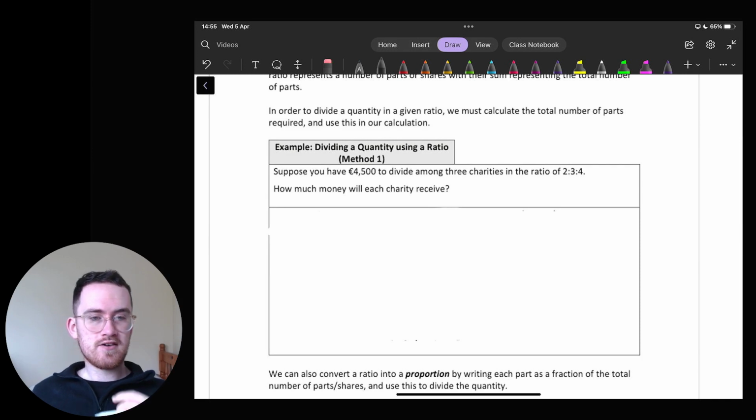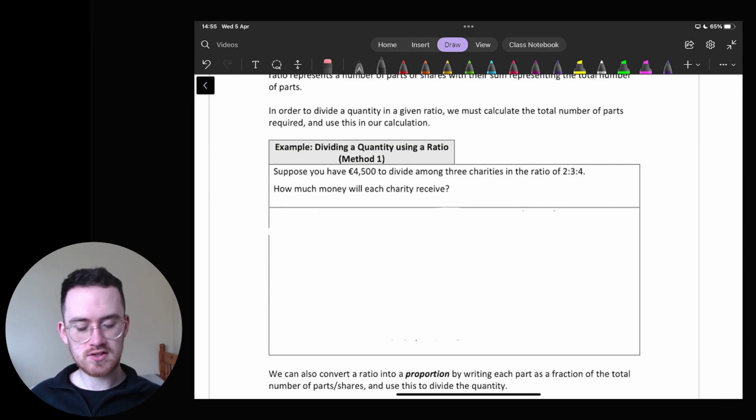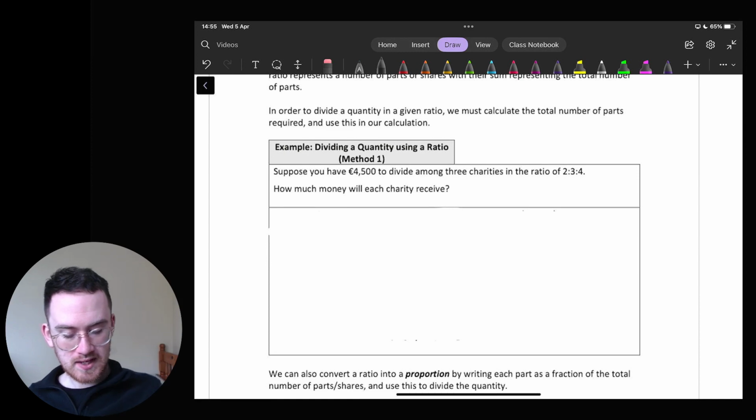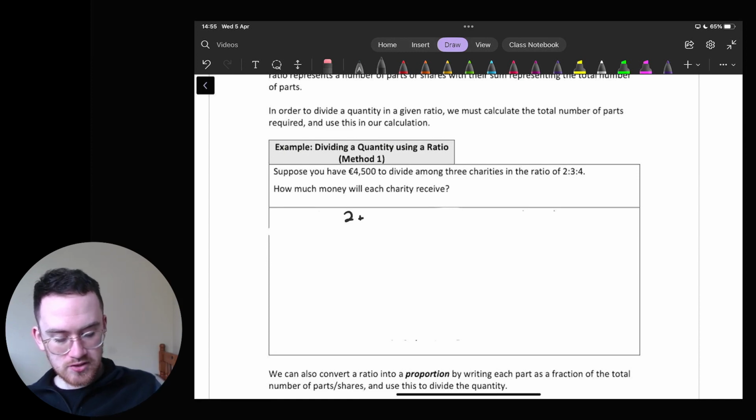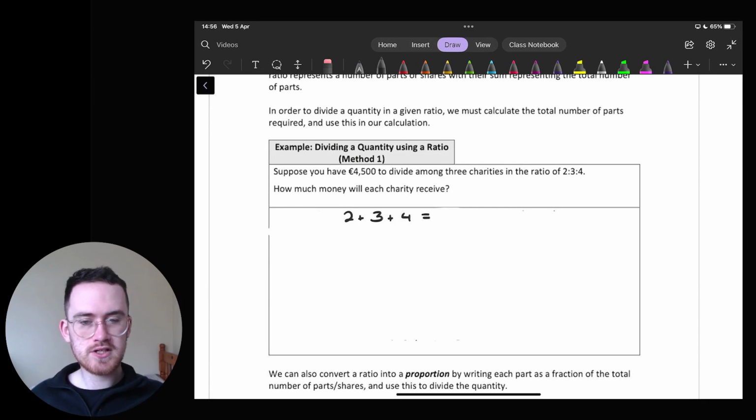So using the ratio, if we have 4,500 to divide among 3 charities in the ratio of 2:3:4. How much money will each charity receive? Well, we look at that. So if it's 2:3:4, well, the first charity gets 2 parts of the total amount. The second charity is going to get 3 parts of the total amount, and the third charity gets 4 parts of the total amount.